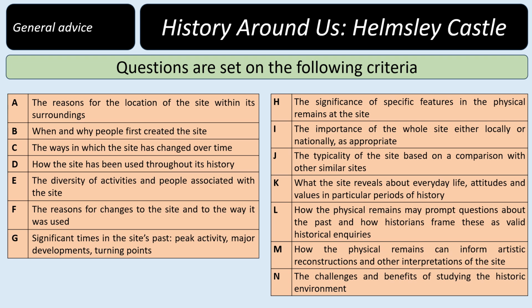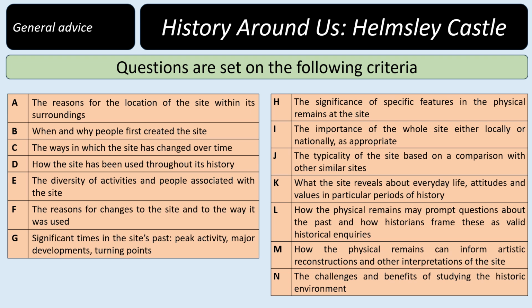G, significant times in the site's past, peak activity, major developments and turning points. Remember, there's only one turning point for Helmsley Castle, that's the English Civil War. H, the significance of specific features and the physical remains at the site. I, the importance of the whole site, either locally or nationally as appropriate. J, the typicality of the site based on a comparison with other similar sites. So that's Alnwick Castle, Scarborough Castle and Pickering Castle. K, what the site reveals about everyday life, attitudes and values in particular periods of history.